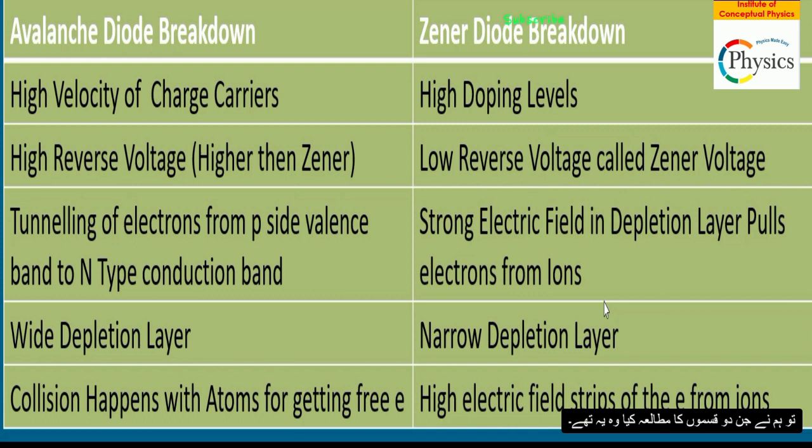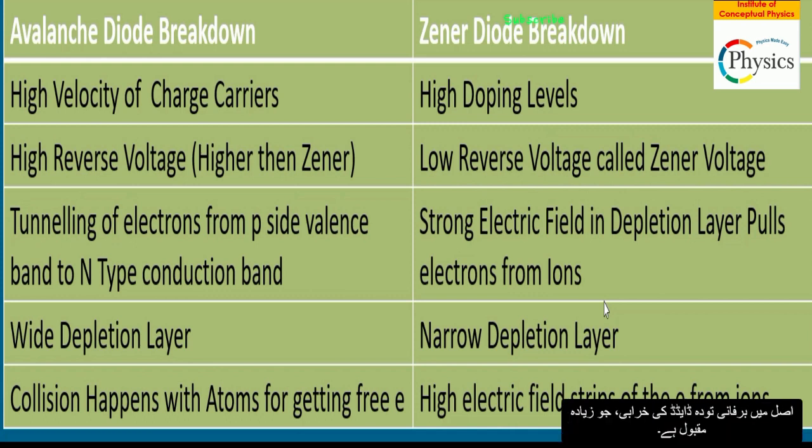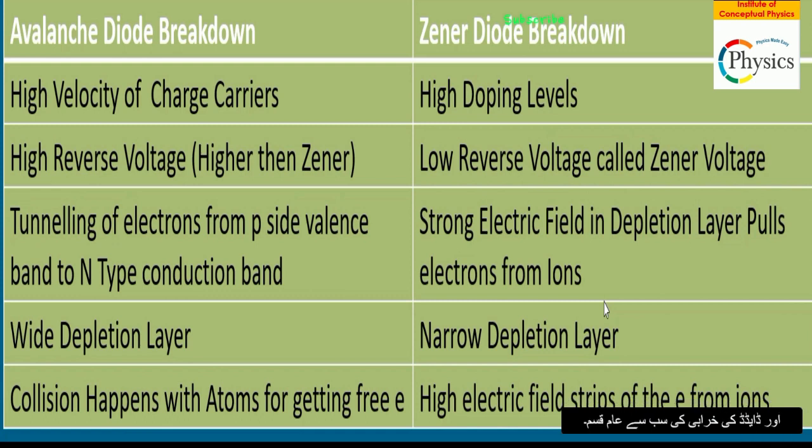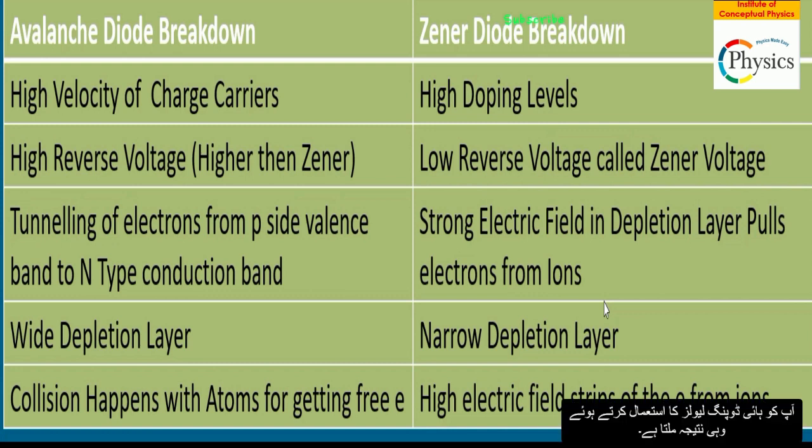The two types of breakdowns we studied were the avalanche diode breakdown, which is the more popular and most common type of breakdown of a diode, but the Zener diode is also popular. It depends on the application, on the usage. See the difference: avalanche diode breakdown is based on high velocity of charge carriers. The Zener diode is based on high doping levels. You get the same result using the high doping levels.